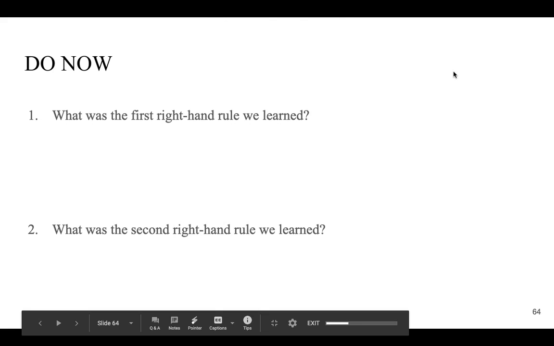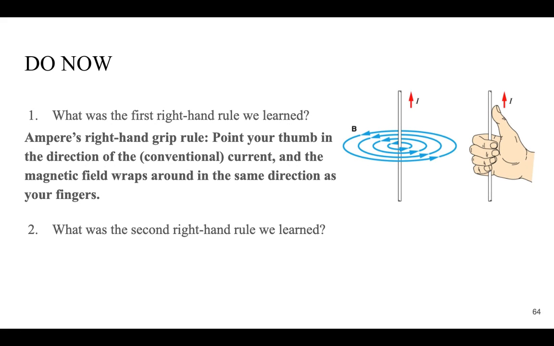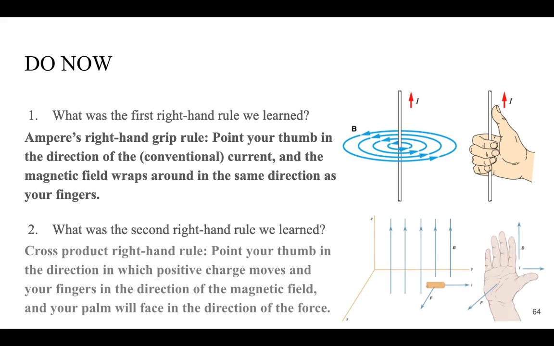So what was the first right-hand rule we learned? You're probably getting tired of answering this question. The first one we learned was the grip rule. So that gives you the direction of the magnetic field around a current-carrying wire. And the second one we learned was the cross-product right-hand rule. So this tells you the direction of the force either on a current-carrying wire or on a moving positive charge. So technically a moving charge is of itself a current, so that's why these things are so related.